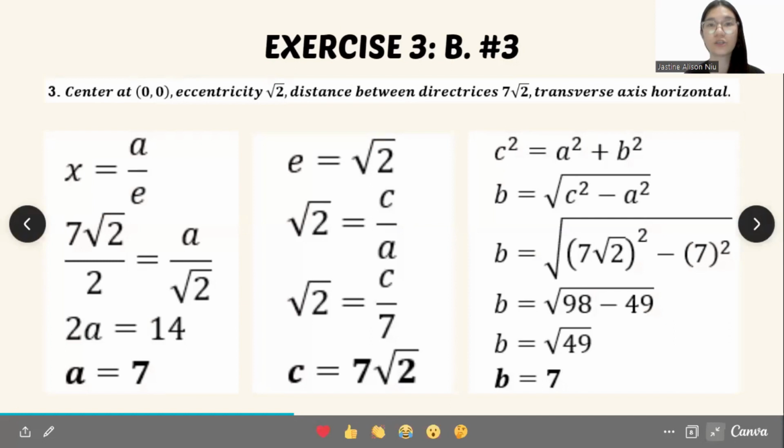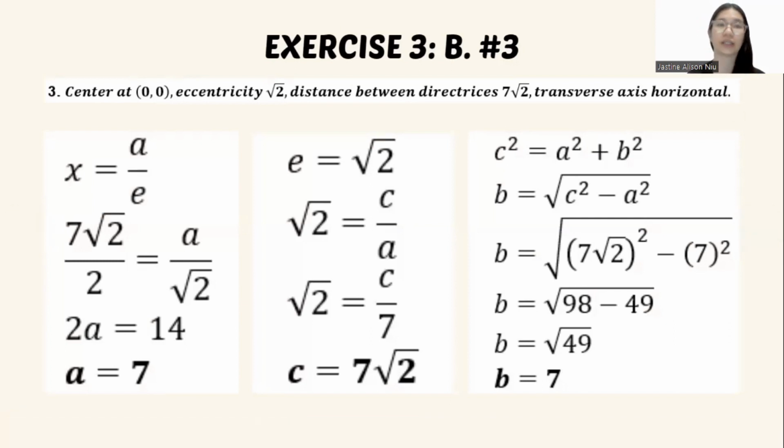So for the exercise number 3, letter B, number 3, the given is the center at 0 and 0 and the eccentricity is square root of 2. The distance between directrices is 7 square root of 2 and the transverse axis is horizontal. So first, we will identify the letter A. So using the formula x equals a over eccentricity or e, we will substitute the value. So 7 square root of 2 over 2 equals to a over square root of 2. Then we will simplify them.